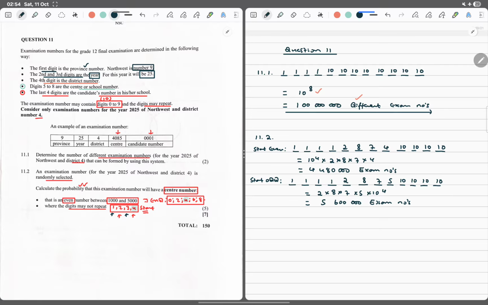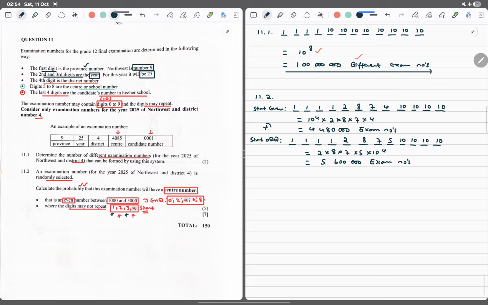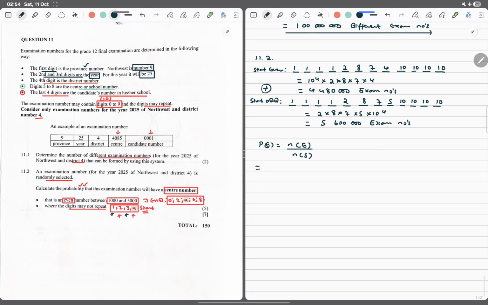Now folks, we add the two to get our total number of possibilities. So we know that the probability of our event is going to be the number of ways that this event can be expressed divided by the number of total outcomes in the sample. So we know that P of our event is going to be this 5,600,000 plus the 4,480,000 divided by the total, which was 10 to the exponent 8.